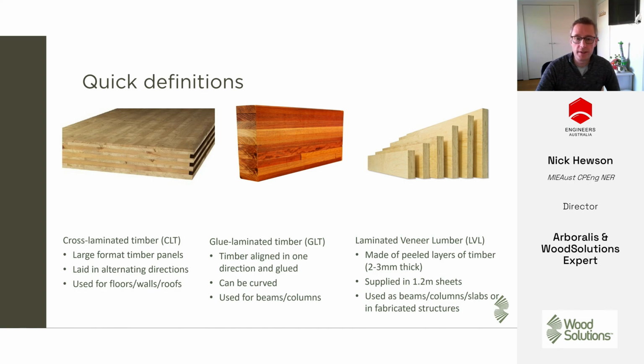Glue laminated timber, or GLT, has been around for a lot longer, but together with CLT, it's becoming a really common material, particularly for commercial developments. And then we have LVL, or laminated veneer lumber, which is a peeled product, effectively a plywood on steroids. That's another product that we can use to make much larger engineered buildings. So these three form what we broadly term mass timber.